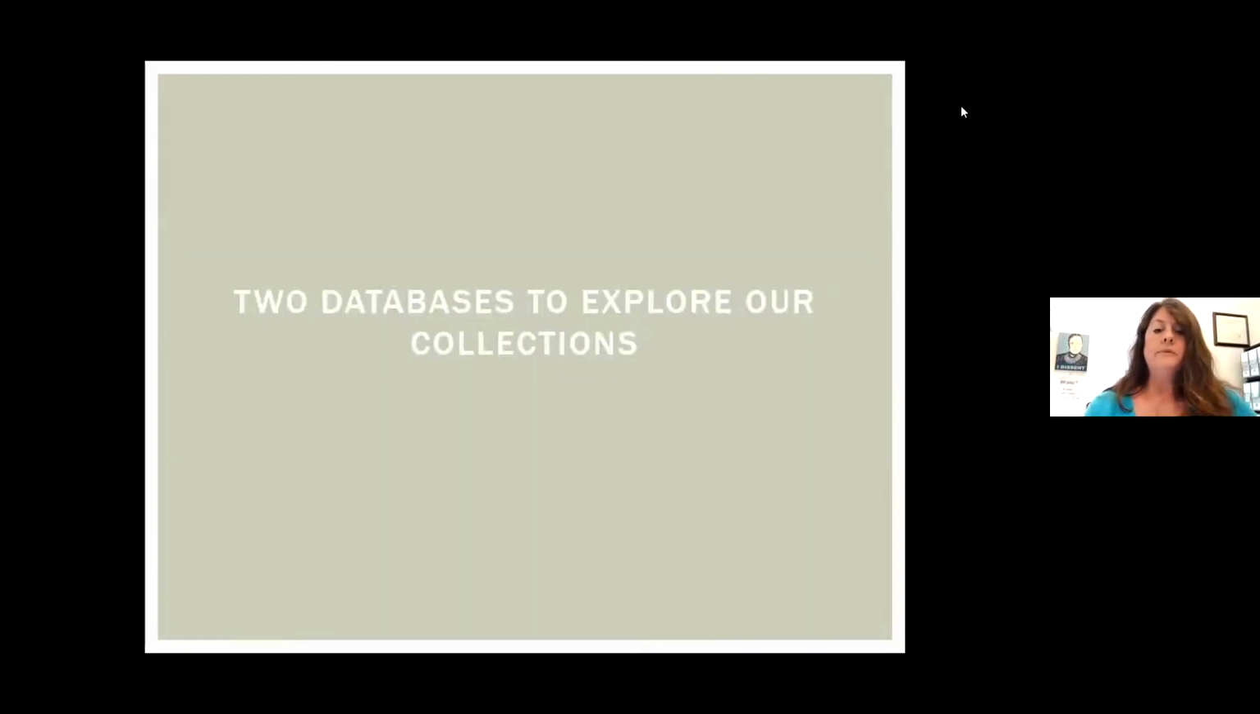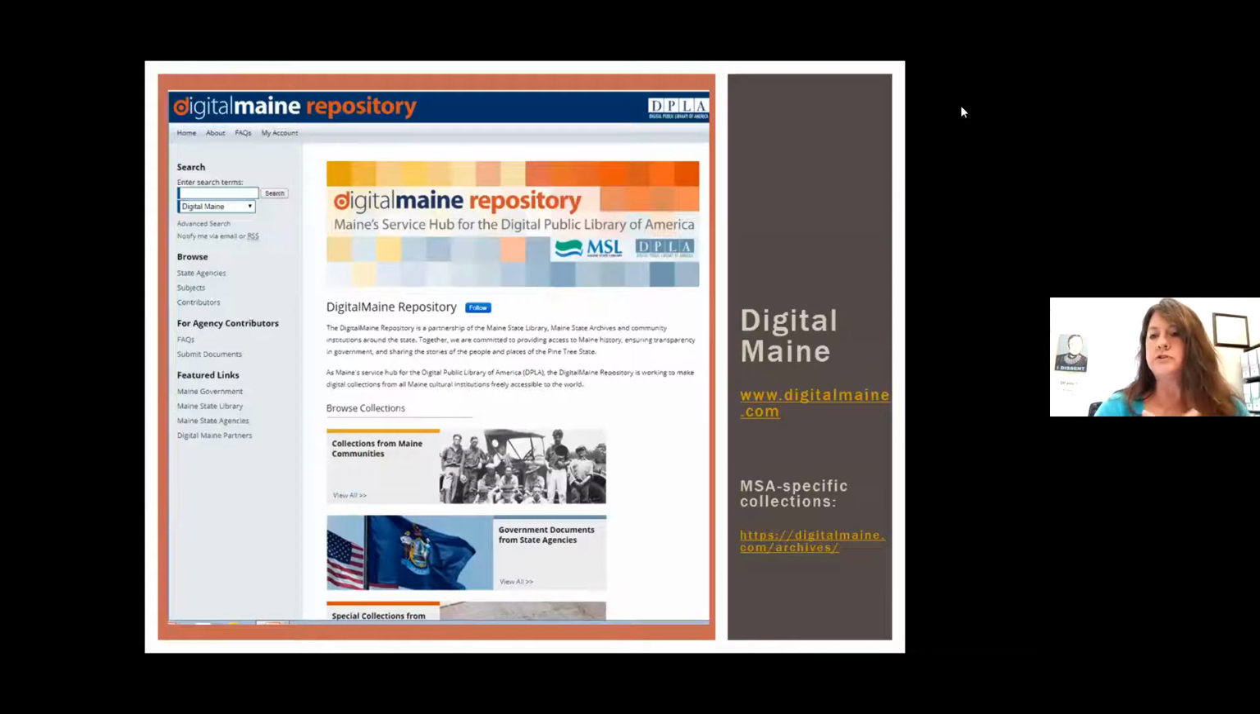So, as I mentioned, 2 databases to explore our collections. And Allison and I are going to be sharing a discussion about this, so I don't want to do too deep of a dive into it. But this is Digital Maine. This is a shared repository between the Maine State Library and the Maine State Archives. And this is what the landing page looks like. You get there by going to digitalmaine.com. And as you can see on the PowerPoint, I've got the links right there. If you want to explore just the archives side of the collection, I've put that extra link down below on the lower right-hand part of the slide. So it's digitalmaine.com/archives.